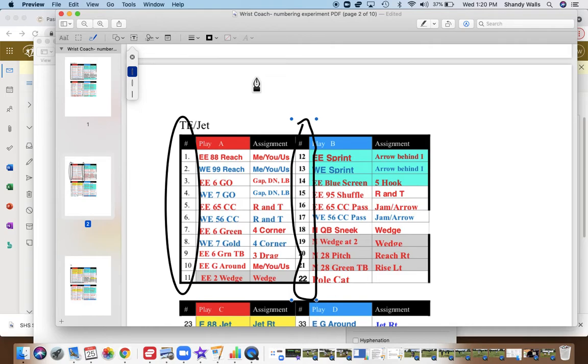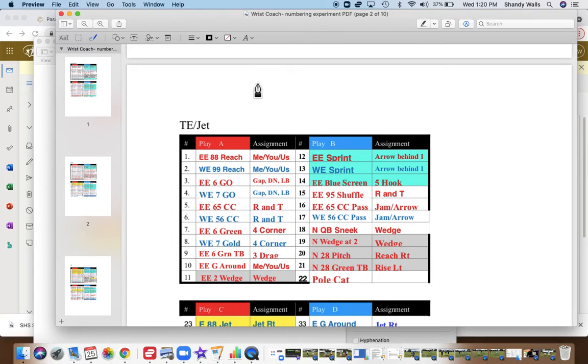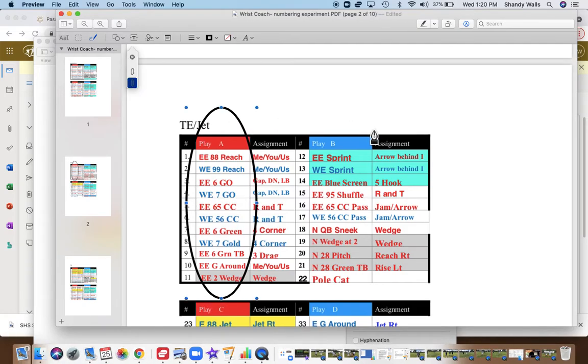Those are the numbers I'm going to be calling in from the sideline, and that will tell you the name of the play. So numbers are the thing that I'm going to shout from the sideline over. Now, the second column in is the title of the play. Here and here. For example, play number 1 is East End 88 reach. Now, play number 2 is West End 99 reach.